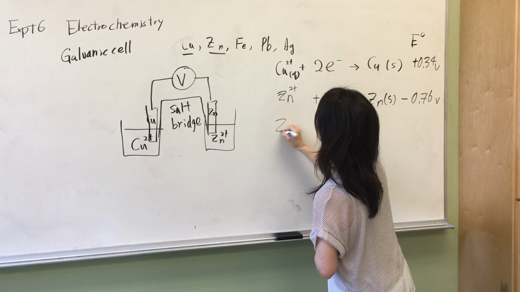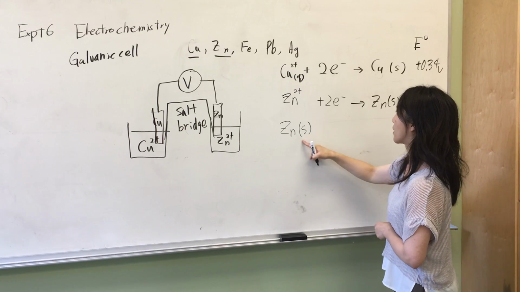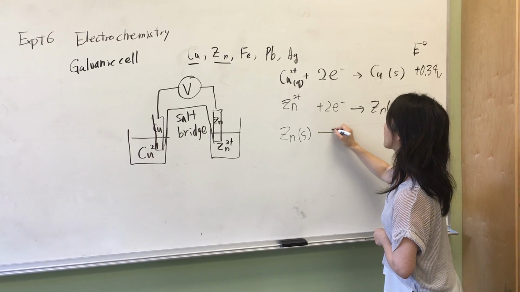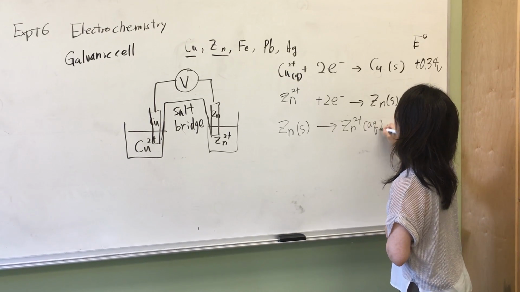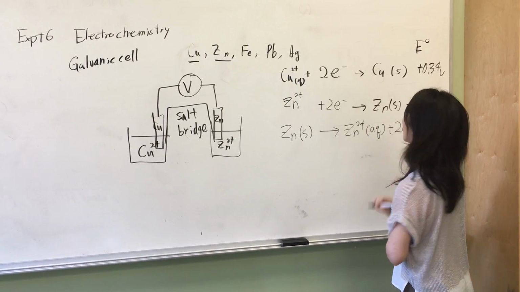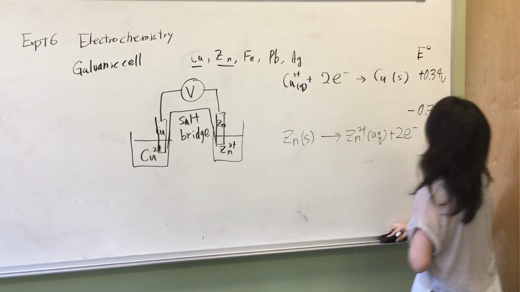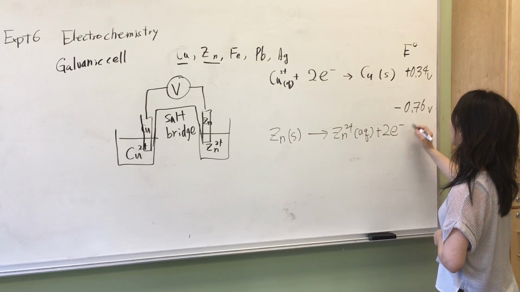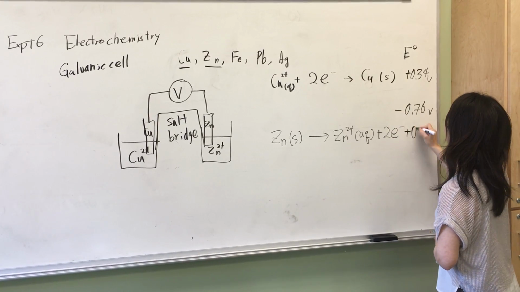So the zinc should be zinc solid, the middle bar, and it's gonna be the zinc solution, okay, and then this cell potential, this side, is gonna be flipped.